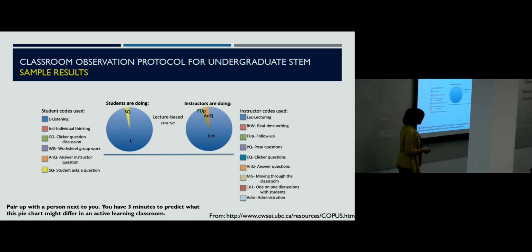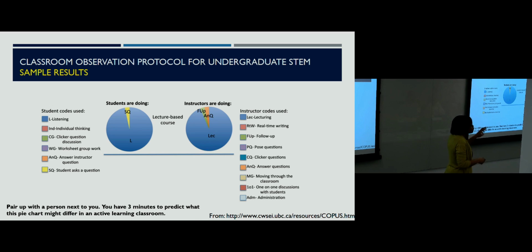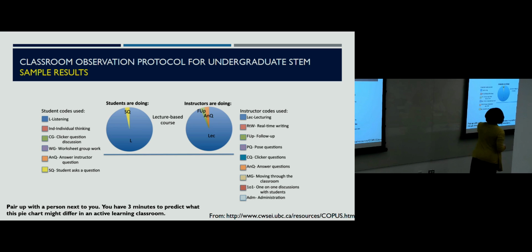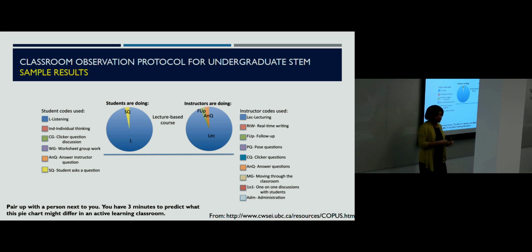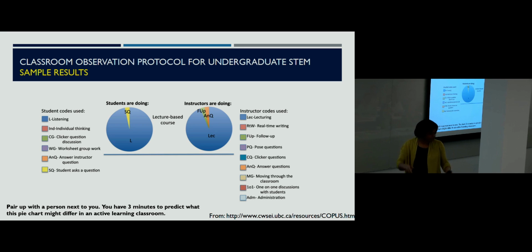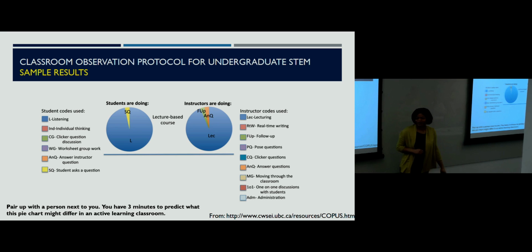Okay, so question. Pair up with someone next to you. I'll give you 3 minutes, okay? So predict how these two pie charts would differ in an active learning classroom. So a classroom where students are doing small group work, maybe as an example of active learning, okay? So talk to someone next to you. Think about how it would be.